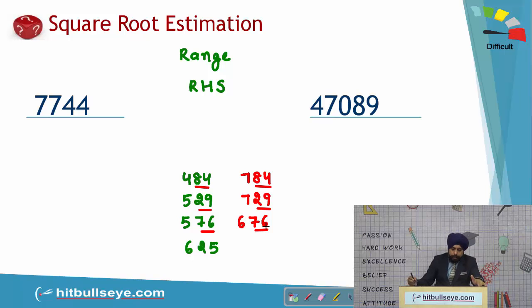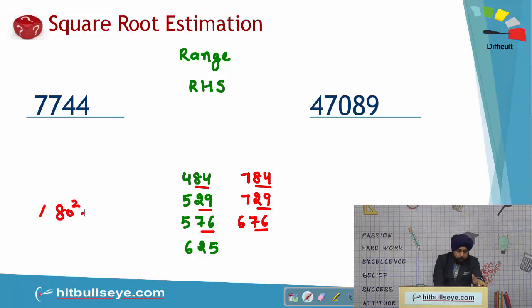Let's solve this question here. You want to find the square root of 7744. So students, take any rounded number. You know the square of 80 is how much? It is 6400. The square of 90 is how much? It is 8100. I'll write it for your reference.